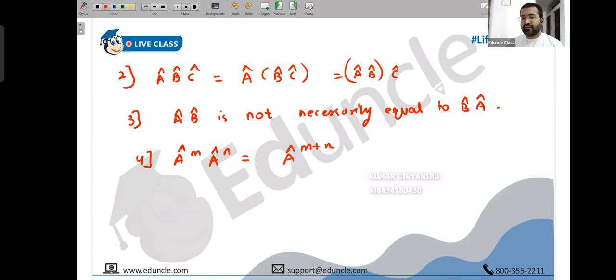Any questions? Anyone? So number 2. When we are taking a function and taking that combination of operators onto that function, a cap, b cap, c cap, can we do that this way? First operated by c cap.